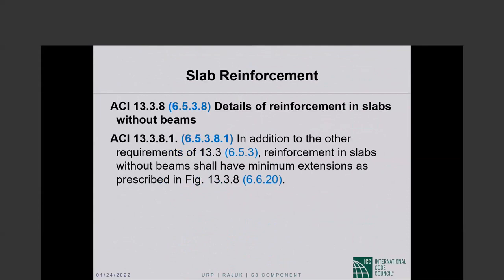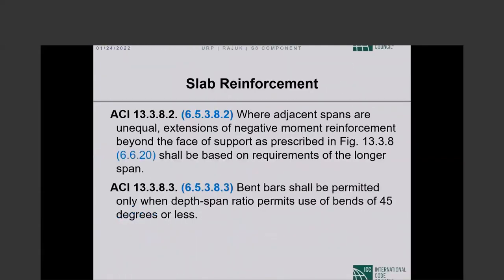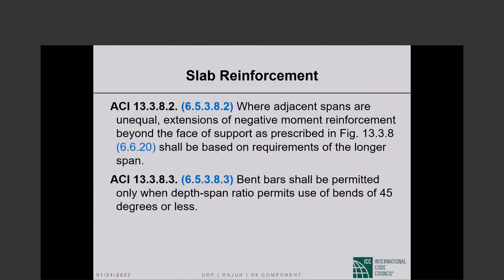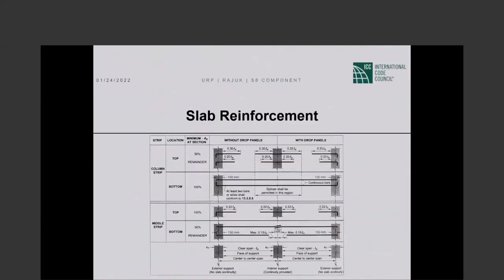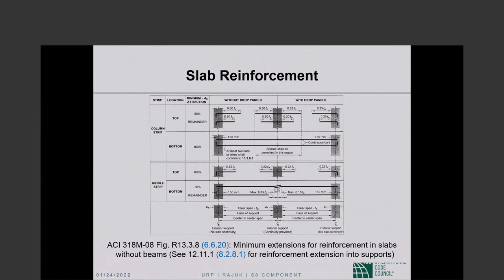Now the very next thing is very important. I'll come back. So this is the only, seriously, the only figure in all of ACI 318. There are many figures in the commentary, but not a second one in the code. And this tells you about the extension of the slab bars.